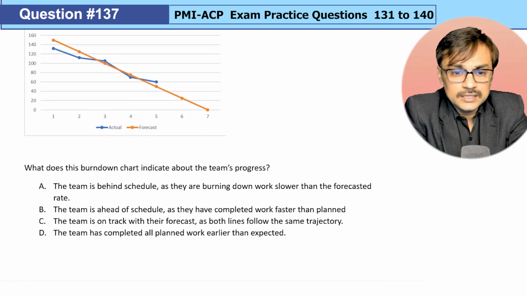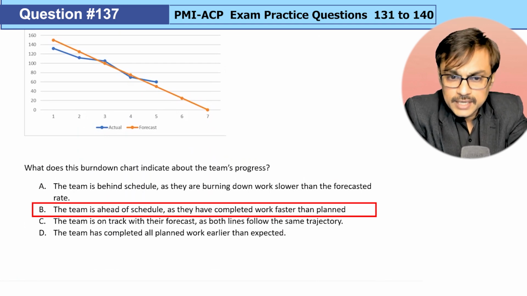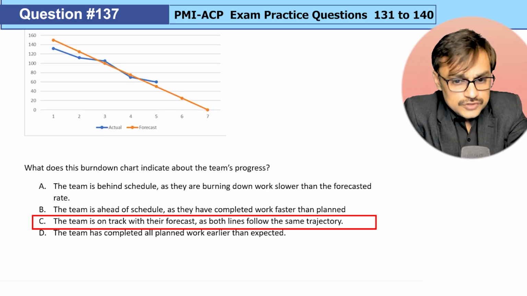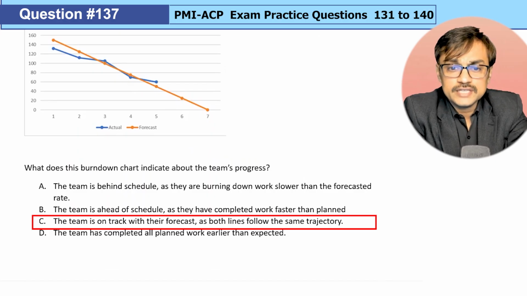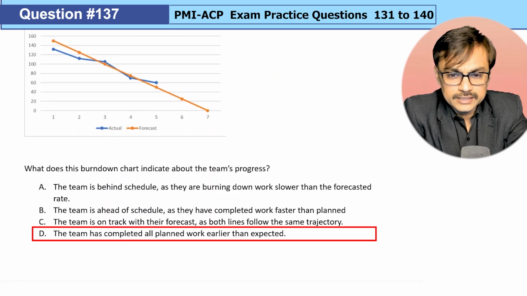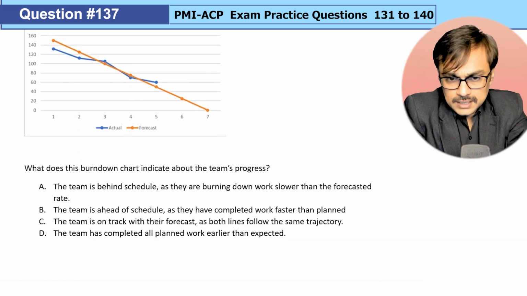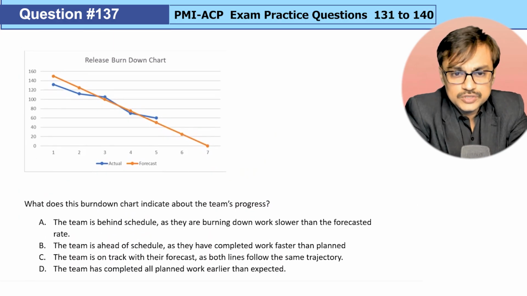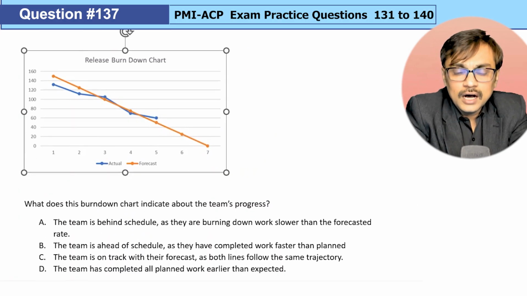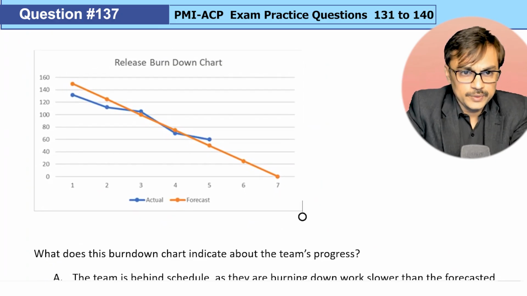Okay, let me see. Option A: the team is behind schedule as they are burning down work slower than the forecasted rate. Option B: the team is ahead of the schedule as they have completed work faster. Option C: the team is on track as both lines follow the same trajectory. And option D: the team has completed all the planned work earlier than expected. Definitely D is not the thing. So in simple words, by looking at this burndown chart, can we tell whether we are on track or not? Yeah, that's the question.